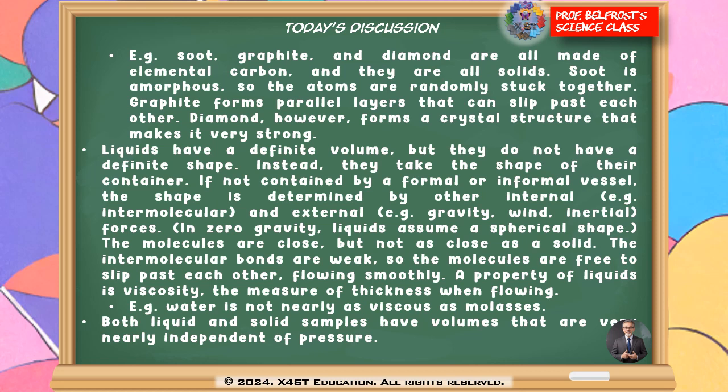The molecules are close, but not as close as in a solid. The intermolecular bonds are weak, so the molecules are free to slip past each other, flowing smoothly. There's a property in liquids called viscosity. Viscosity is just the measure of thickness of the liquid when flowing. An example is water. Water is not nearly as viscous as molasses or syrup. Water can flow easily. I mean, it's not thick.